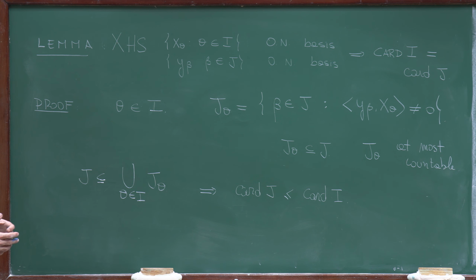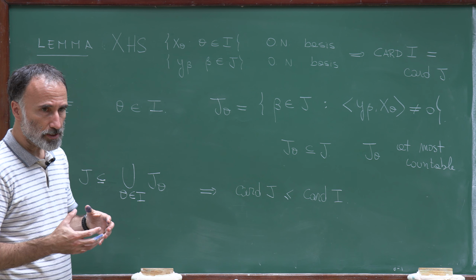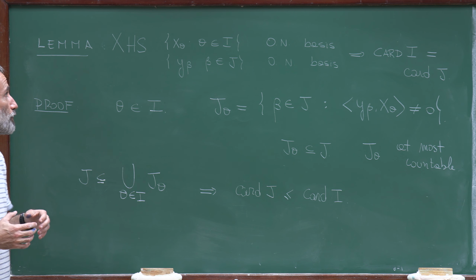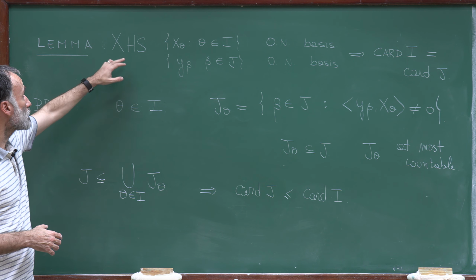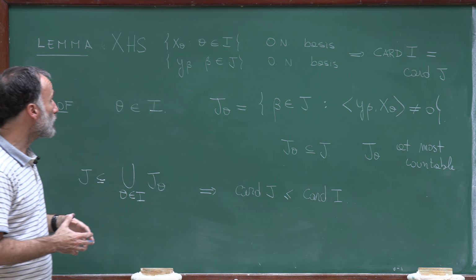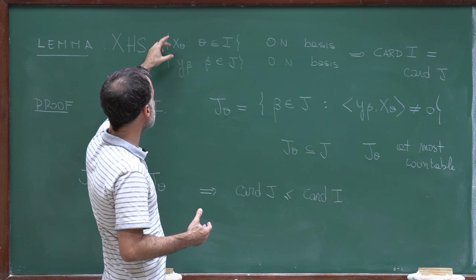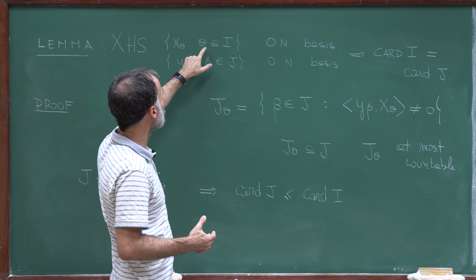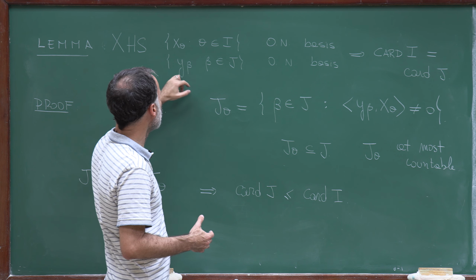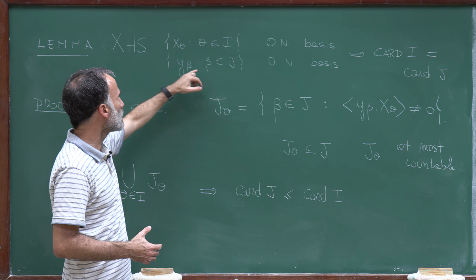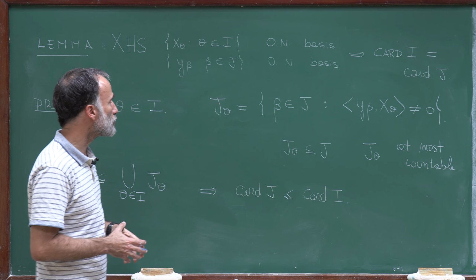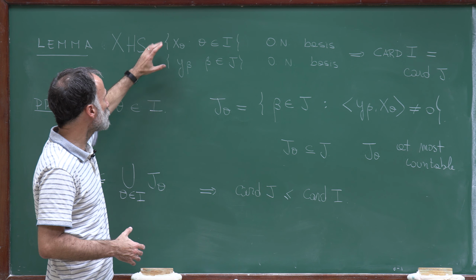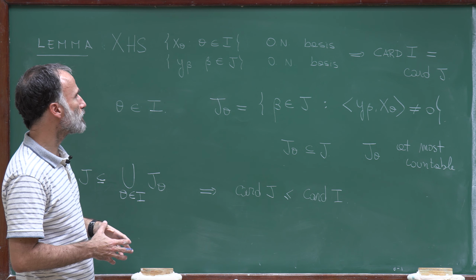Now I will prove a lemma which states that every basis has the same cardinality. So let's consider X, which is a Hilbert space, and let's assume that it has two different orthonormal bases. One which I'm representing by x_θ, where θ belongs to some set I, and the other one y_β, in which β belongs to some set J. And I'm assuming that those two are different orthonormal bases.